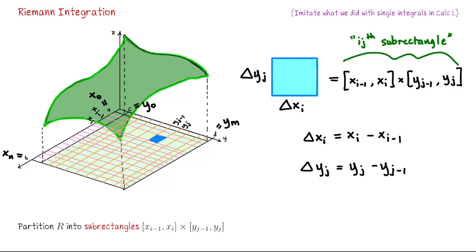These are side lengths of a rectangle, so you multiply them together and you get an area. This will be the area of that subrectangle. We denote delta A sub ij as the area of the ijth subrectangle.